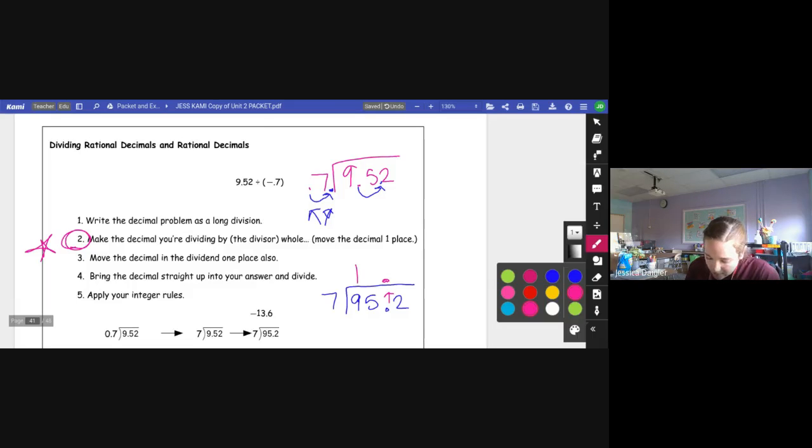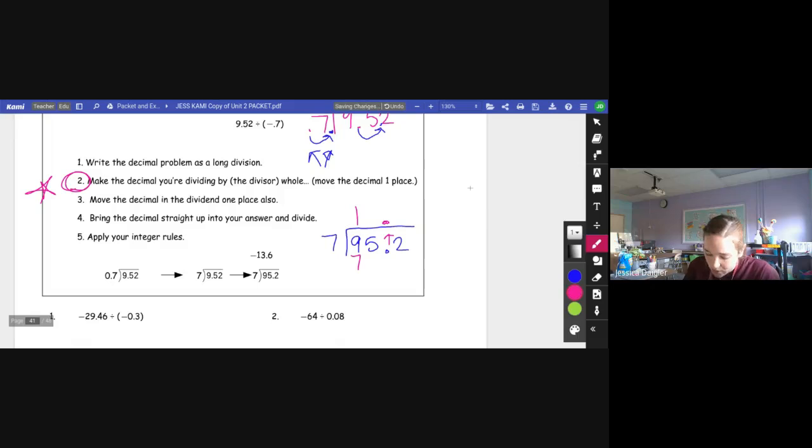Can 7 go into 9? Yes, it can. 1 time. 1 times 7 is 7. Subtract to get 2. Bring down the 5. 7 can go into 25 3 times. 3 times 7 is 21. Subtract, I get 4.